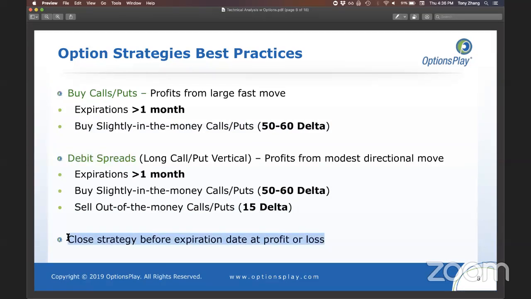And for both of these strategies, the goal here is to simply open them, but close them before the expiration date. Both of these strategies are not suitable for you to hold them all the way to expiration. You want to close it out prior to expiration, either at a profit or a loss.